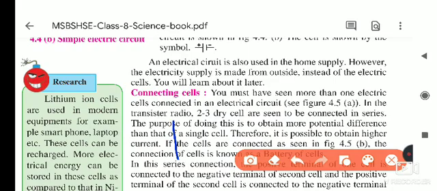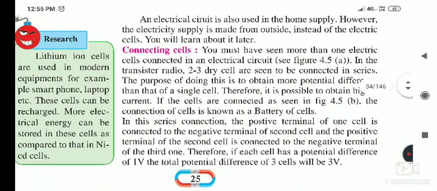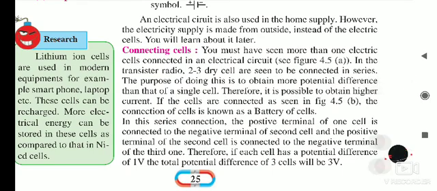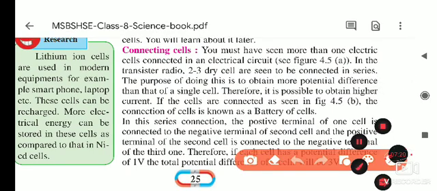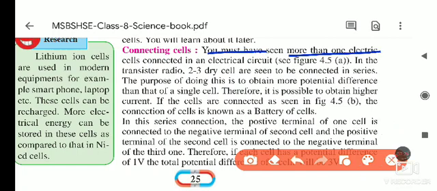Next is connecting cells. You must have seen more than one electric cell connected together. We see cells in our home in torches. When we open a torch, we see the cells are connected to each other.